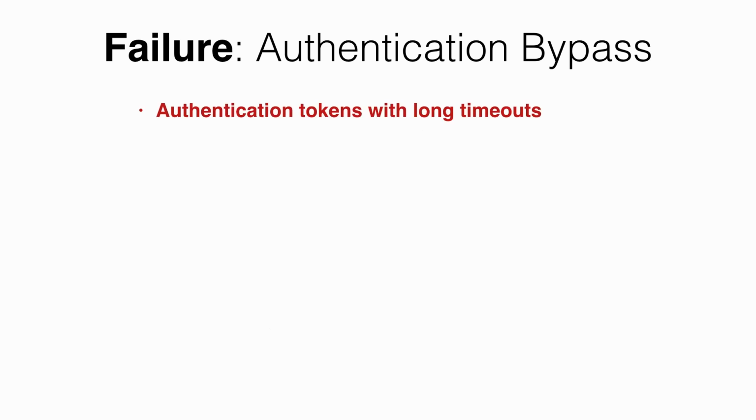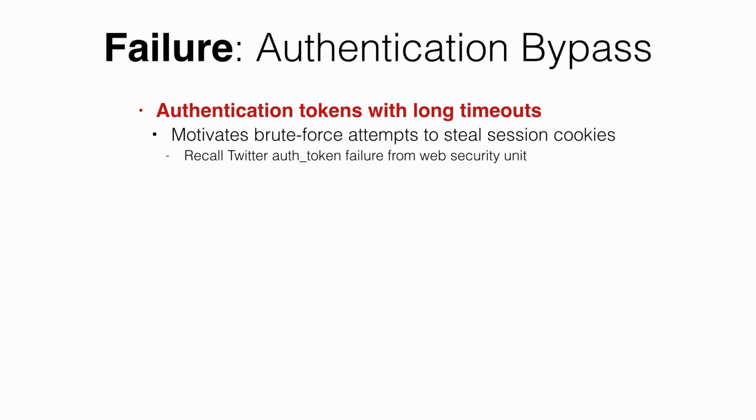Now, as another example of a failure due to authentication bypass, consider authentication tokens with long timeouts. These motivate brute force attempts to steal session cookies. Recall the Twitter auth token failure that we discussed in the web security unit. On the other hand, making a timeout too short, while improving security, will irritate users, so we have to find a balance.